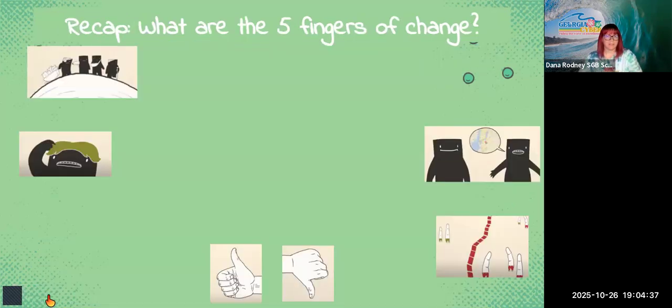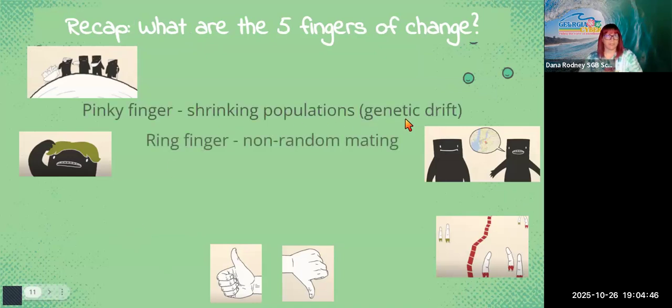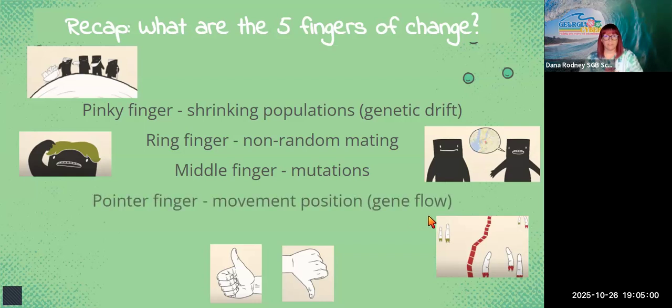All right. So just a quick recap of what those 5 fingers of change are. The pinky finger is shrinking populations representing genetic drift. The ring finger is non-random mating because most of the time organisms choose their mates. The middle finger represents mutations. The pointer finger represents movement, like gene flow. And then the thumb represents natural selection and adaptation.